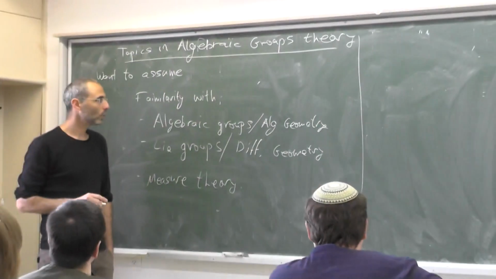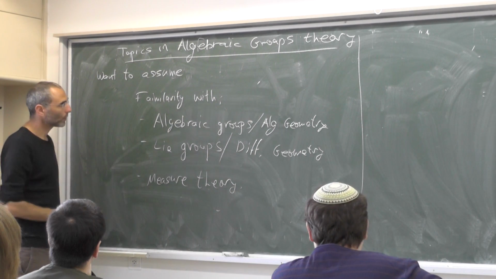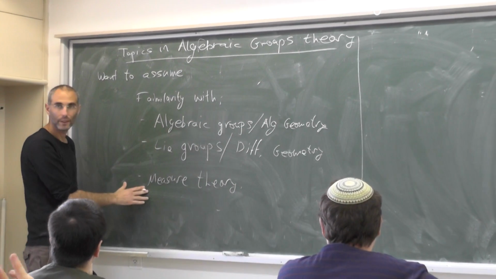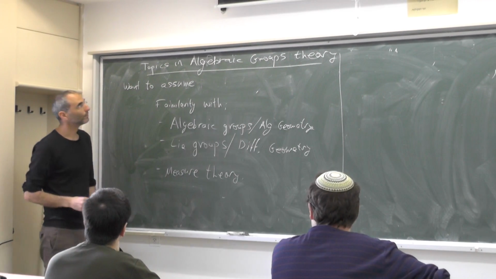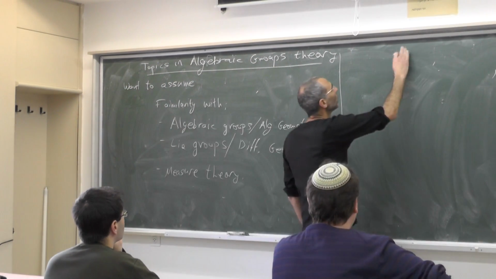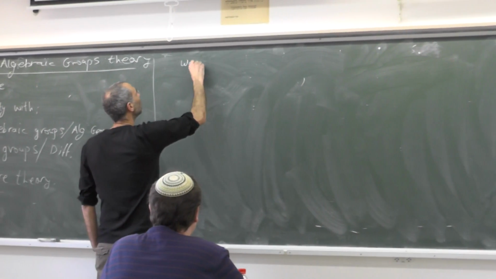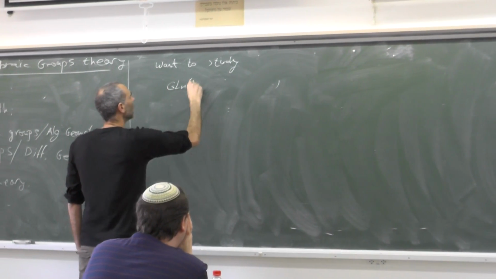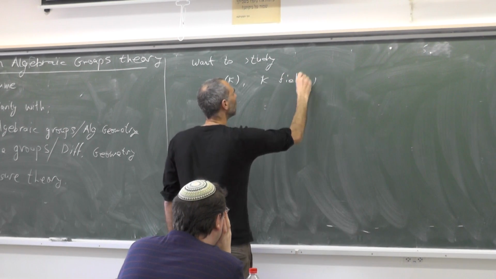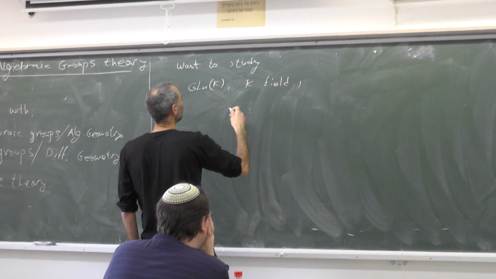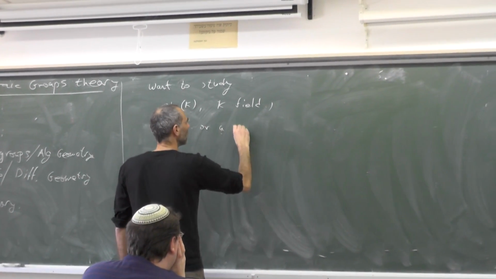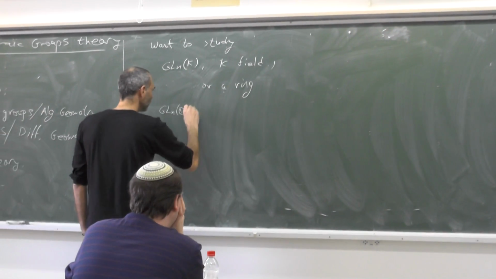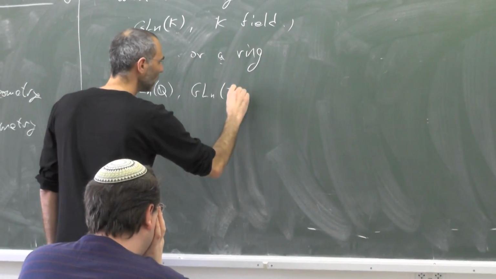Now, what I want to do in this course is to discuss algebraic groups from an algebraic, geometric, and analytic point of view, and I want to start with an example. I want to study things like GL_n over a field K, but also over a ring. So in particular, I want to study guys like GL_n(Q) and GL_n(Z).